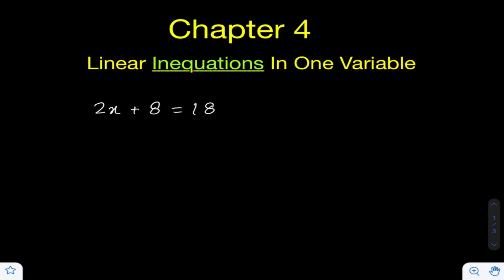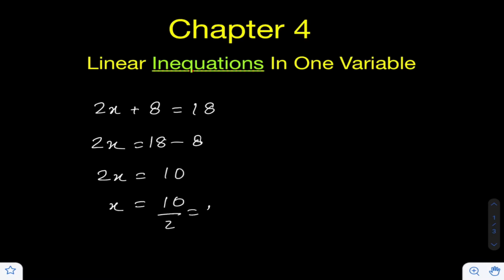Now if you solve this equation, 2x equals 18 minus 8, 2x equals 10, x equals 10 upon 2, and it's coming 5. Now we are getting only one answer because it is an equation. And why is it a linear equation? Because the degree of x is 1. So when the degree of the variable is 1, we say it is a linear expression. And there is an equality sign, so it is a linear equation.